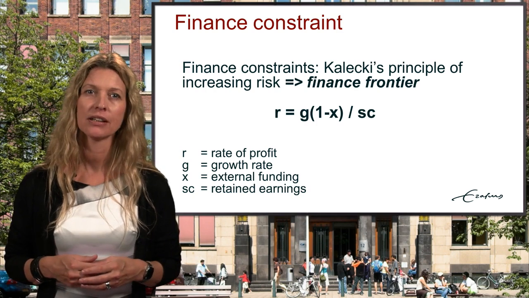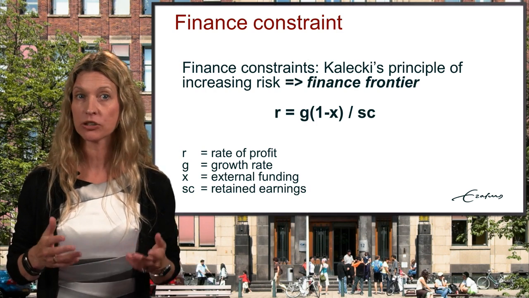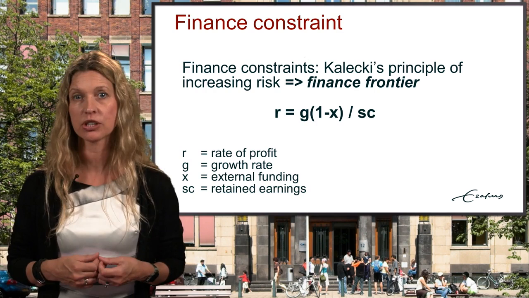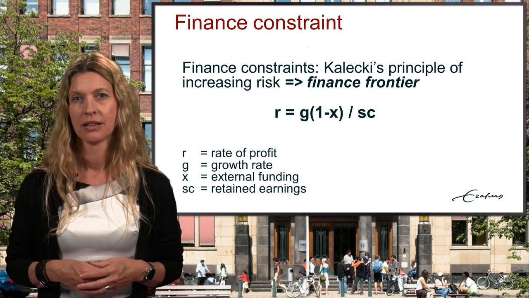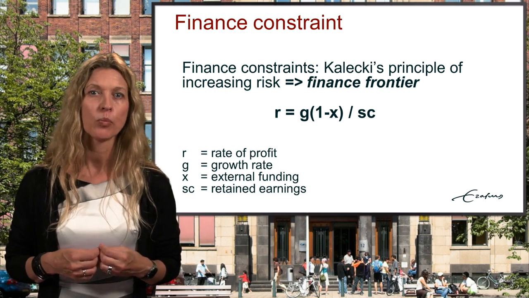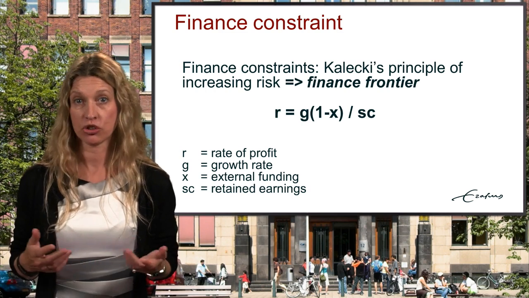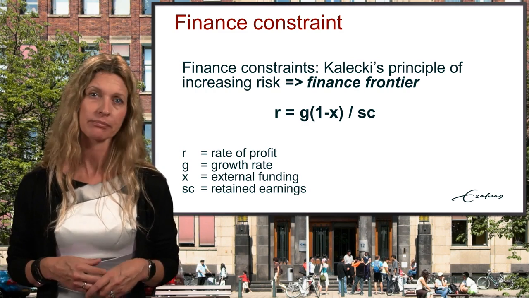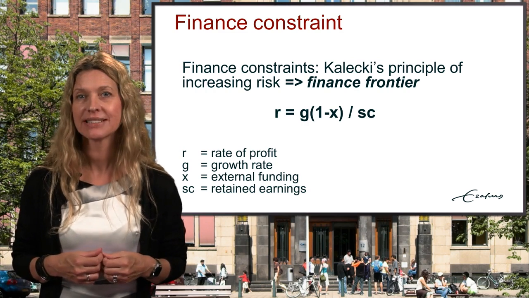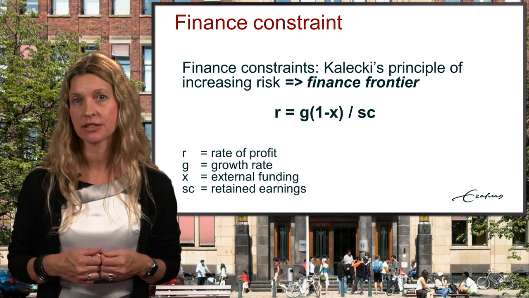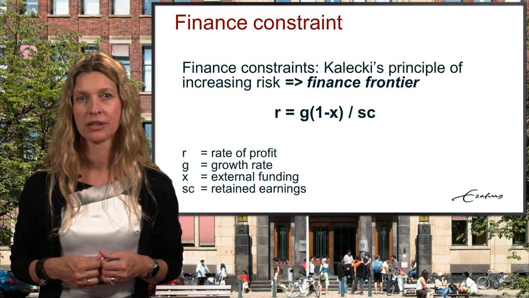This equation allows you to estimate how big the profit rate should be to achieve a certain growth rate, and vice versa. So the profit rate goes up with more internal funding, which is cheaper than external funding. And the growth rate will be higher when there is more retained profit and less dividend paid out to shareholders.